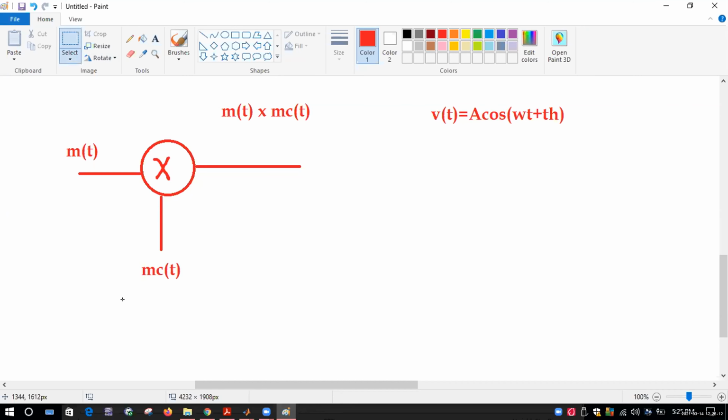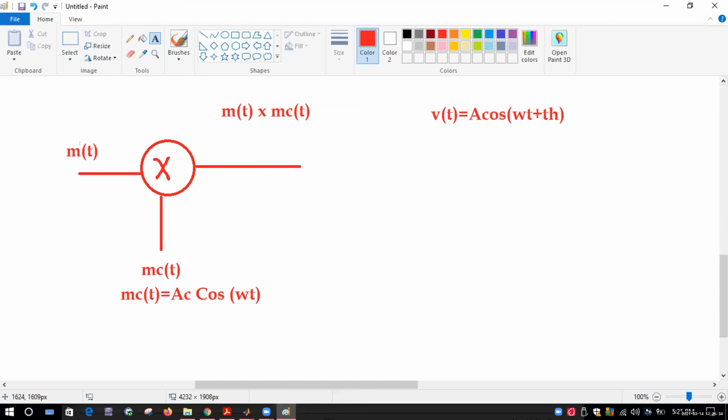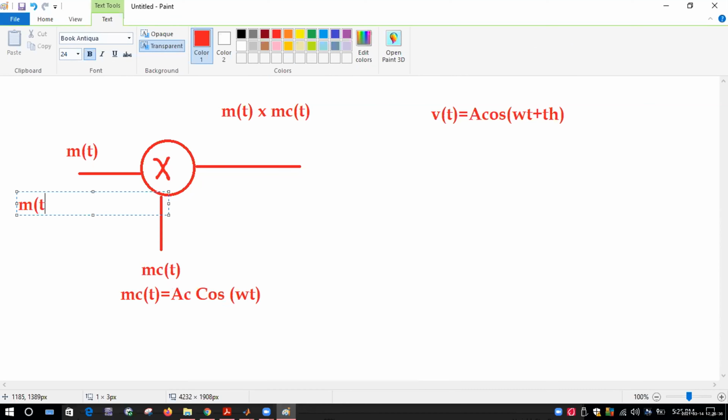So here it will be exactly the same again. For the carrier signal, I can write MC of t equals AC, meaning the carrier amplitude, cosine omega t plus theta. Let's assume that theta is 0. So omega t, right? And here M of t will be M of t equals A subscript M, the message amplitude. Like here, okay, I can write it like this.